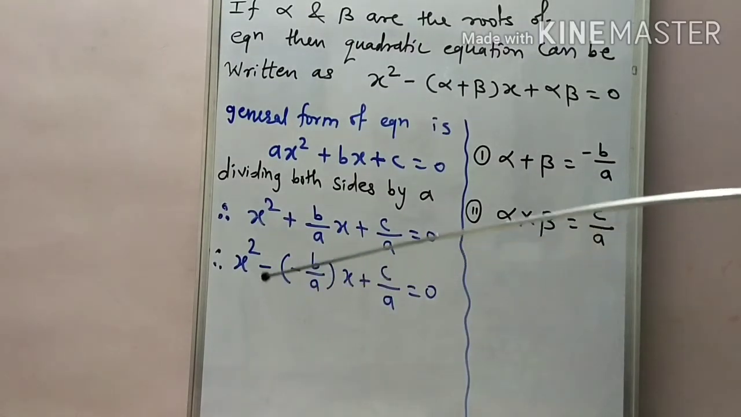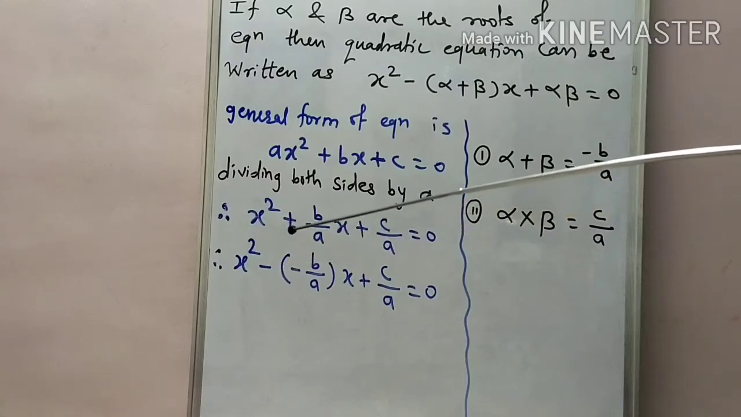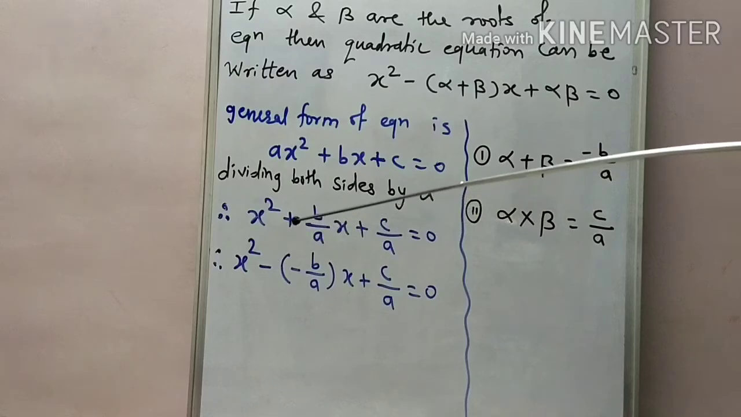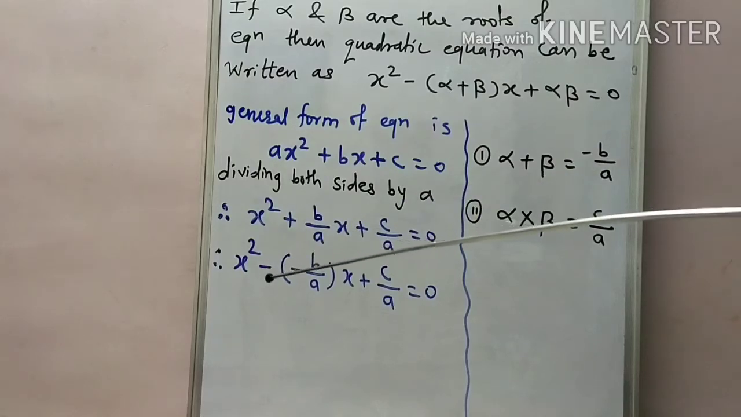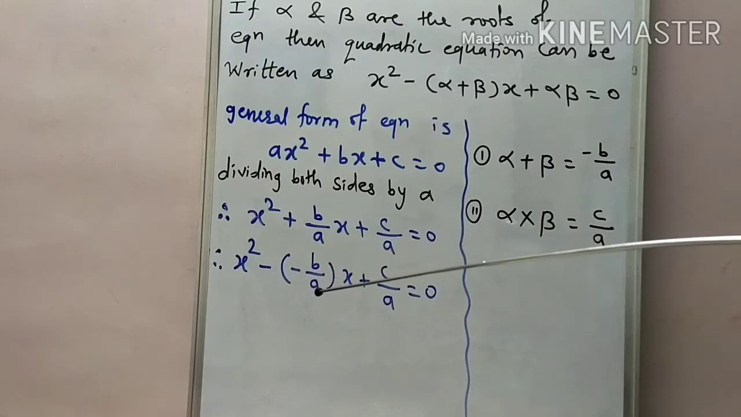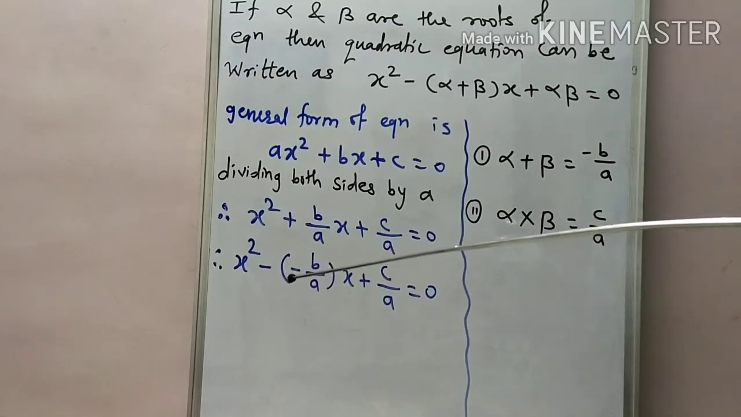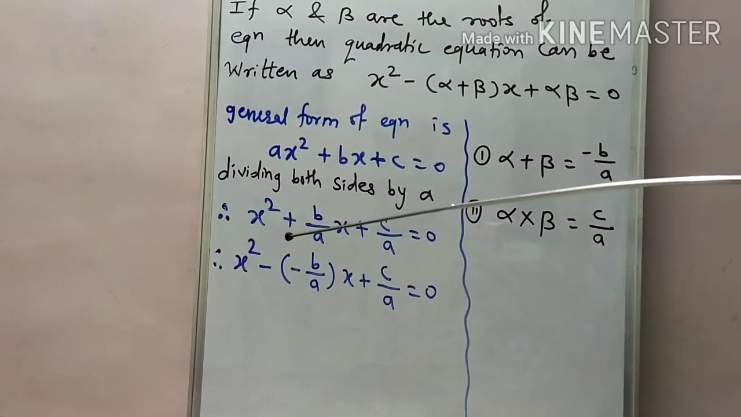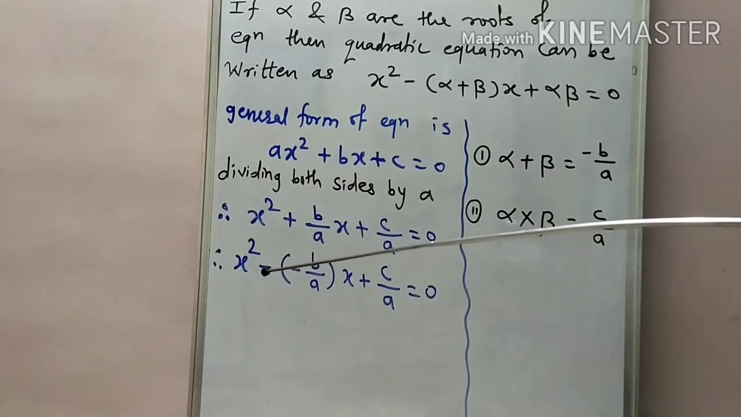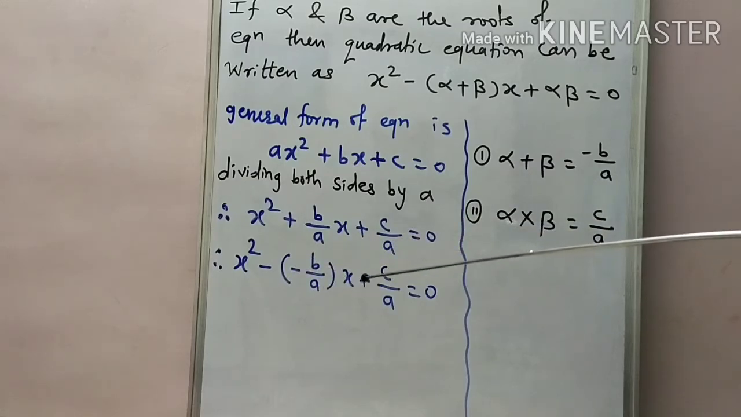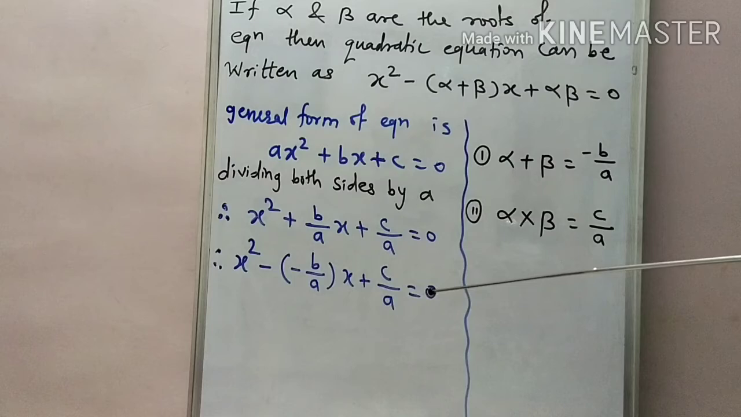Understood this? X square, and what we change here, instead of that plus, we are taking that minus over here. So in the bracket we have to write down that term as minus of b upon a. So minus into minus is plus. So that same sign plus, we can write it like this: minus of minus b upon a into x plus c upon a equal to 0.